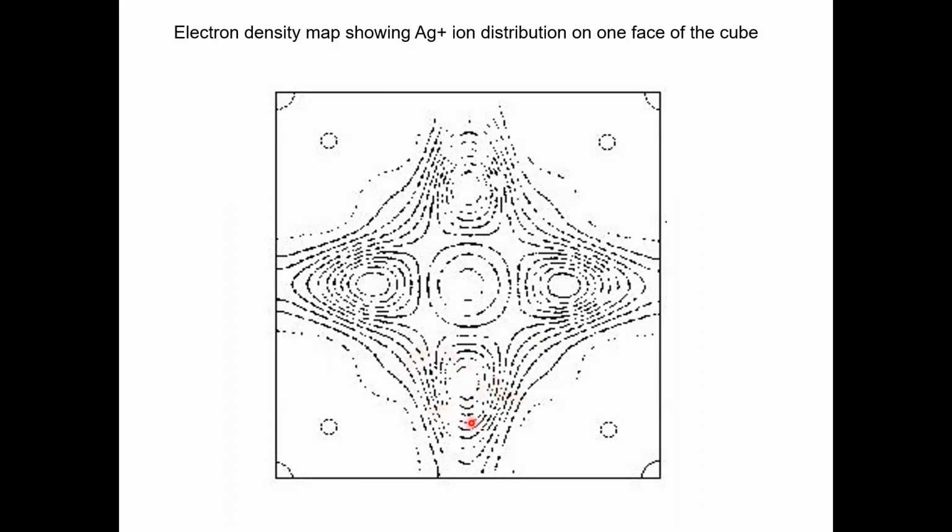And you can see that most of the silver resides on the tetrahedrally coordinated sites. There is some silver in the octahedrally coordinated sites, and there is some silver in the H sites, and so on.